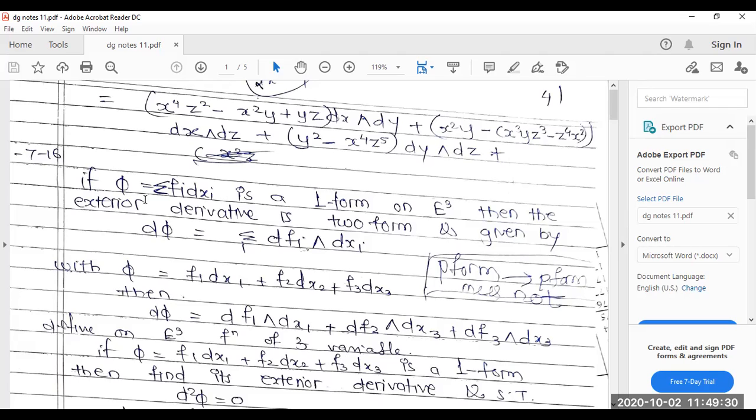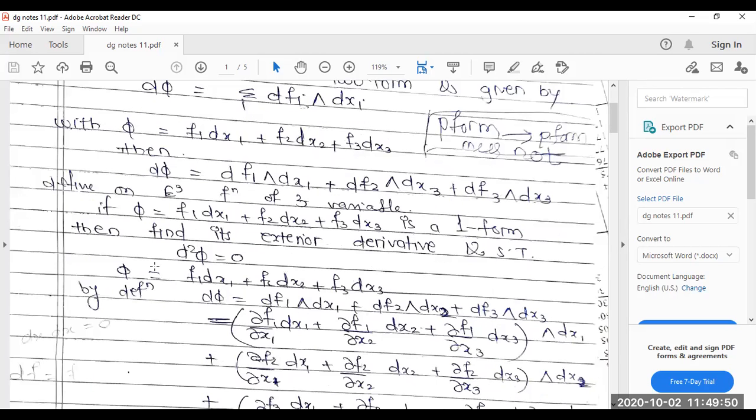The statement of this theorem is: if we are provided with phi equal to summation over i of fi dxi, then the exterior derivative is given by d phi equal to summation over i of dfi wedge product with dxi. Okay, this is given to us. Now what is our aim to prove? We want to prove that if we perform the exterior derivative two times, that is d2 phi, it should be equal to 0.